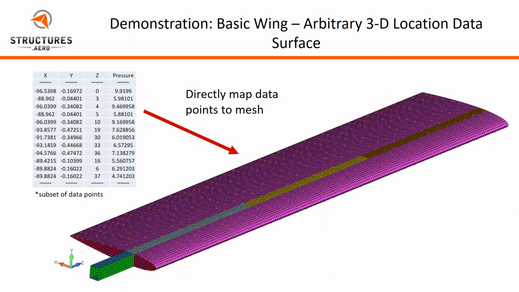Next, we're going to look at a little more advanced example with spreading load onto a wing, not just a simple plate. For this method, we're going to use the arbitrary 3D data surface. On the left, we have a small subset of the points that we're going to use to create this data surface. It gives an X, Y, Z location and a pressure. So with just a point in space and a scalar pressure, we're going to directly map onto our wing FEM here.